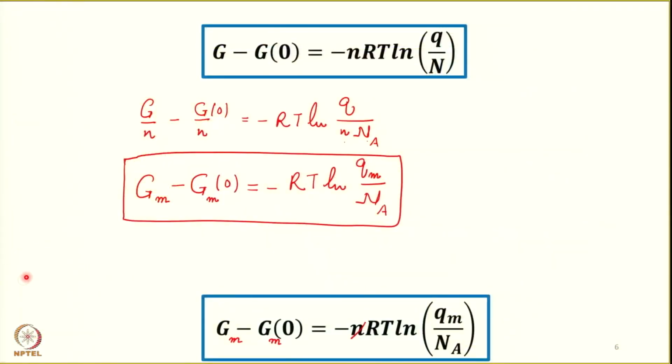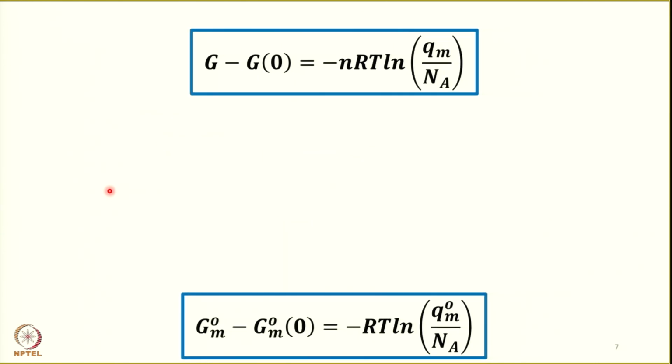If you want, you can leave it in terms of the actual size of the Gibbs function, and as I said, sometimes it becomes very helpful when you compare the molar properties, and then you divide by n, you can discuss in terms of the molar Gibbs function. All right. So what we have now is the molar Gibbs function Gm minus Gm0 is equal to minus RT log Qm by Na.